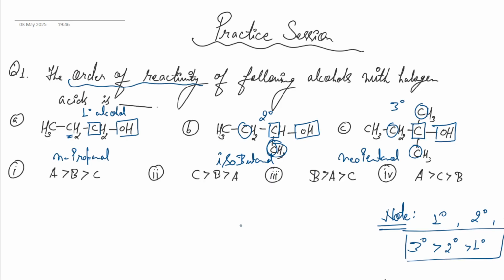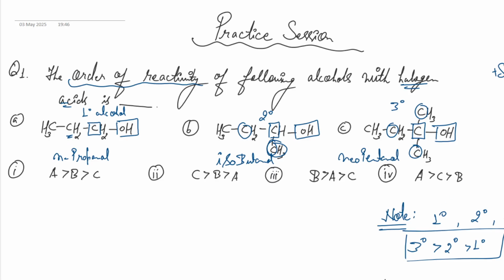You can also see the branching. And reactivity with the halogen acid: halogen acid means you can have HX kind of acid. You know that the electronegativity of this X is much more, and this will be your positive. The X negative can be chloride ion, bromide, and iodide as well.